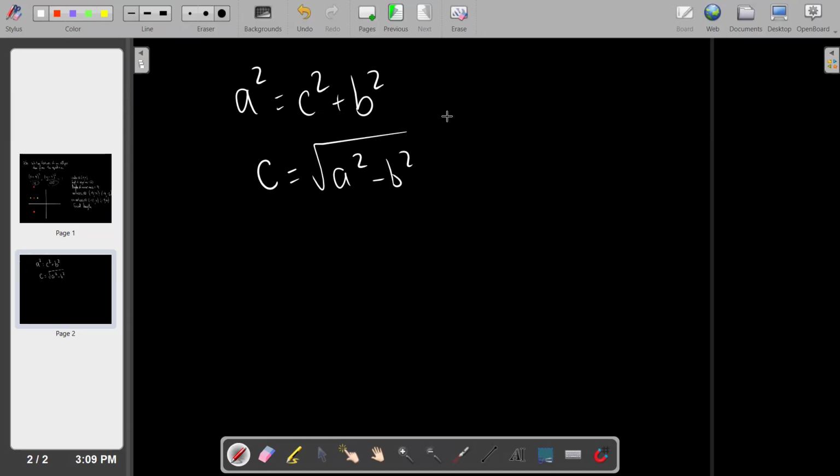And what's A? 100. And what's B? Yeah, 2, but 4. And 100 minus 4 is 96. So our focal length is the square root of 96, which is exactly 4 root 6.